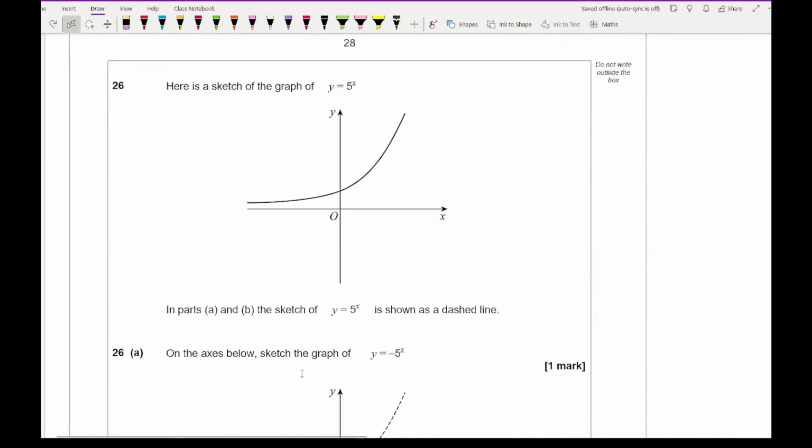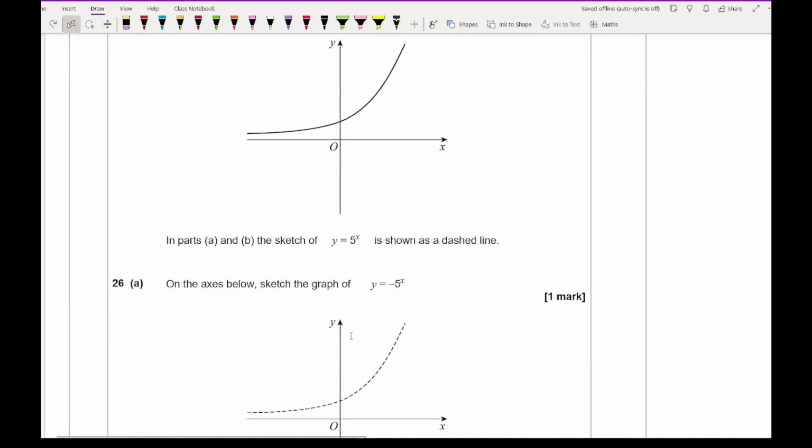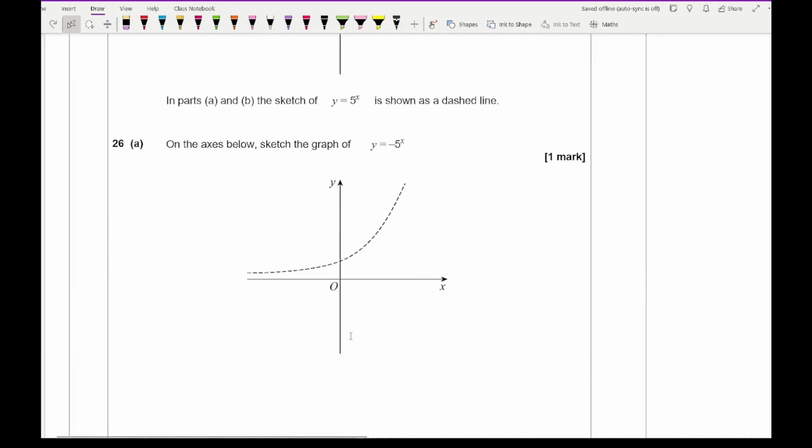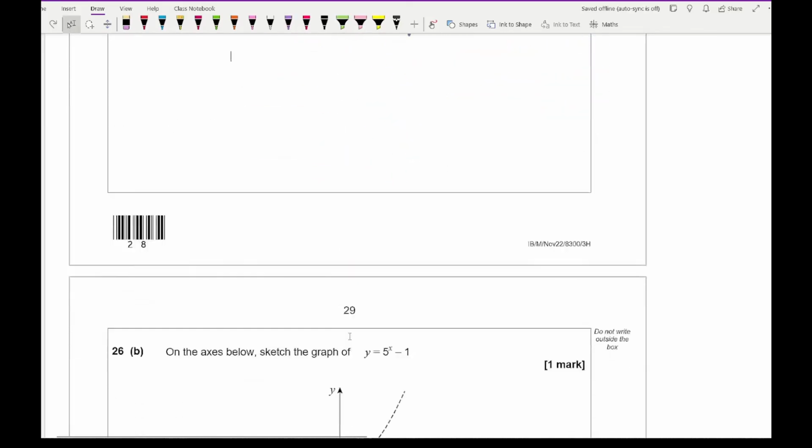Then moving on to the last question, it says here is a sketch of the graph y equals 5 to the power of x. In parts A and B, the sketch of y equals 5^x is shown by the dashed line. So on the first one, we want to sketch the graph of y equals minus 5^x. So for this, what you want to do is reflect in the x-axis. So it's going to look something like that. Hopefully your curve is going to be a little bit smoother.